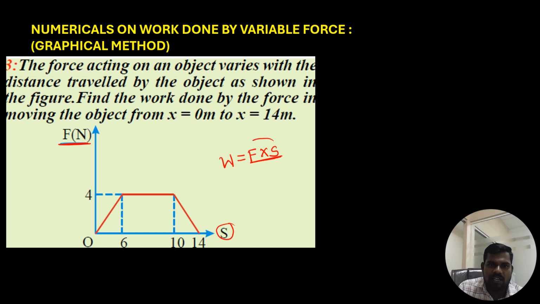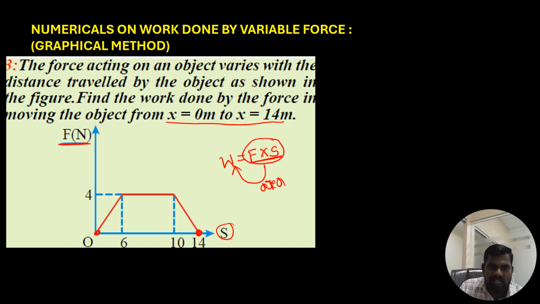So the multiplication, nothing but force into displacement, is the area, which gives the work done in this case. Area gives the work done. If you observe, the question is asking from x equals 0 to x equals 14 meters. Nothing but from here to here, we need to find out the area.